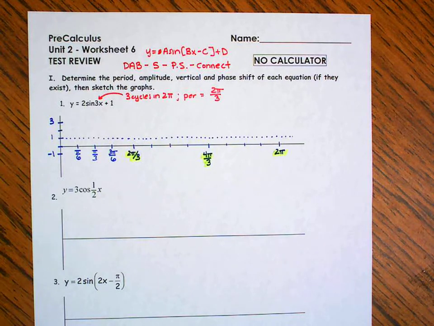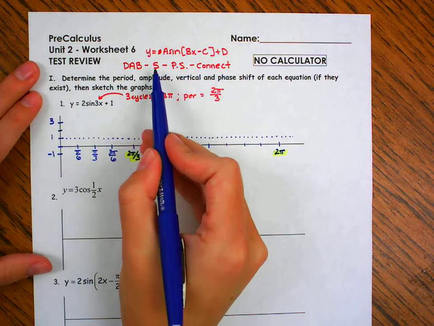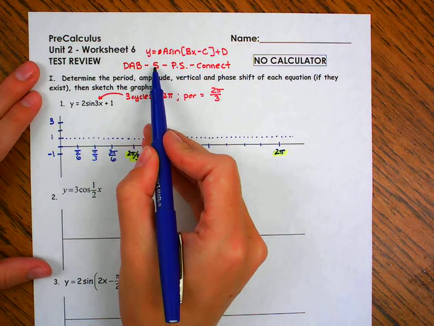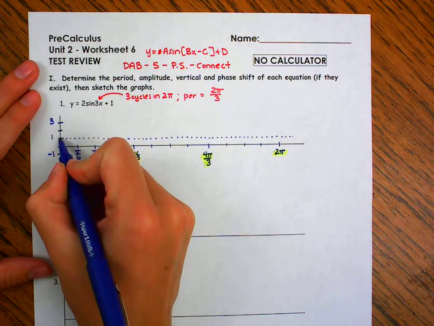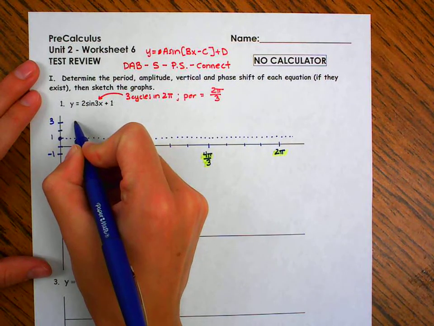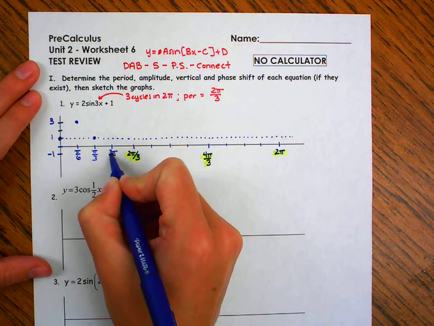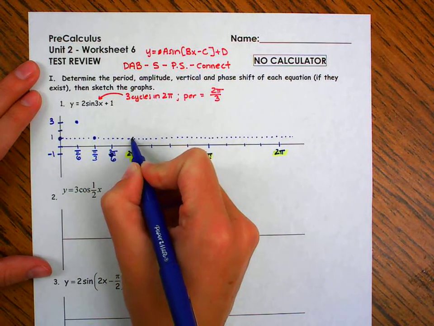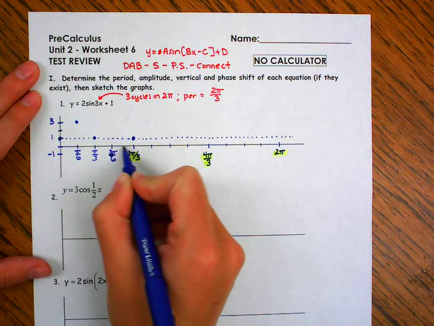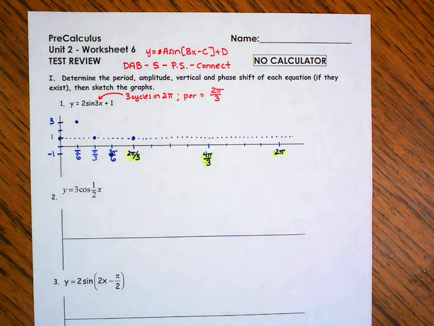I really don't care if you simplify that, but we just need to label them. Okay, so I've dabbed, which means I can now do my 5 key points for the first cycle. Well, sine starts in the middle, so I've got middle, top, middle, bottom, middle. And remember, my middle isn't on the solid line, it's on my center line.